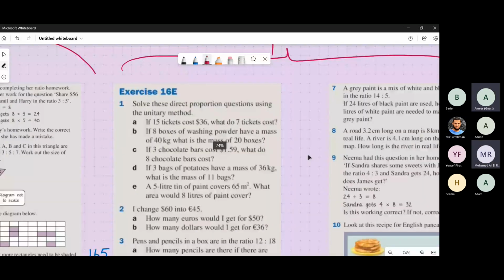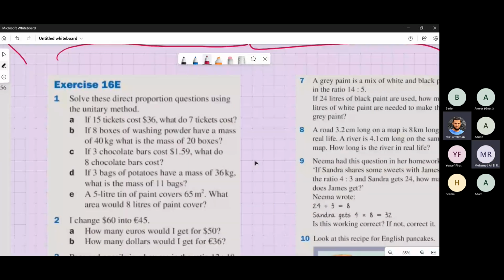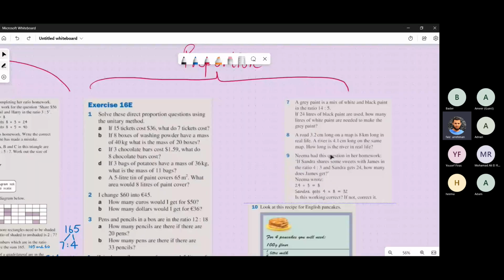Okay. So if 15 tickets cost $36, what will be the cost of 7 tickets? Okay. How do we get these types of questions? I will tell you. They are so simple. I'll give you one example and then you will say it is very, very easy.